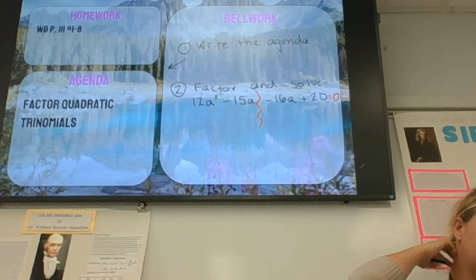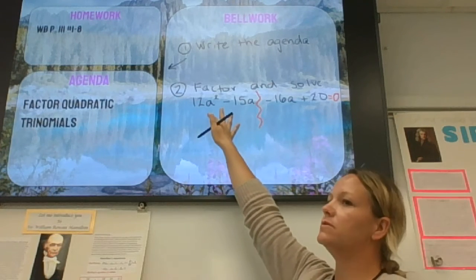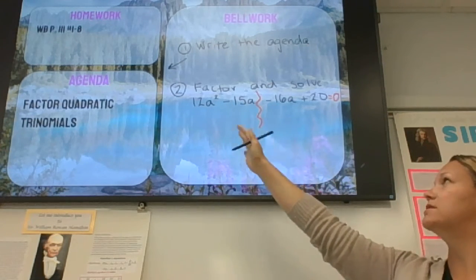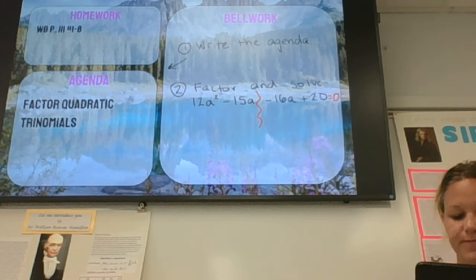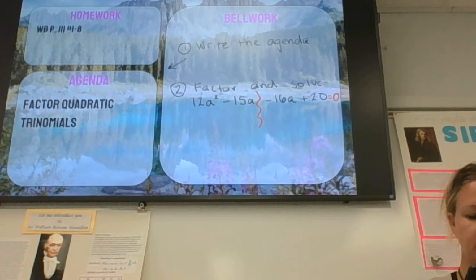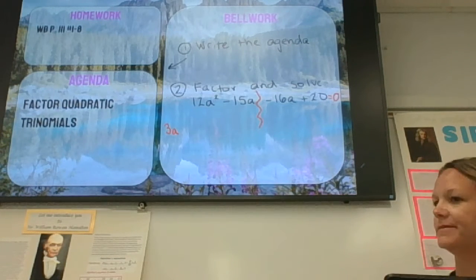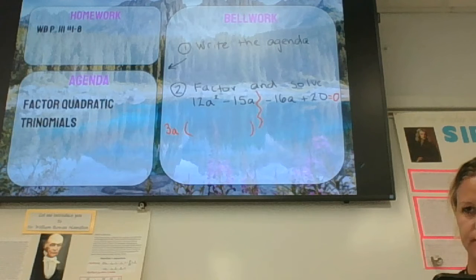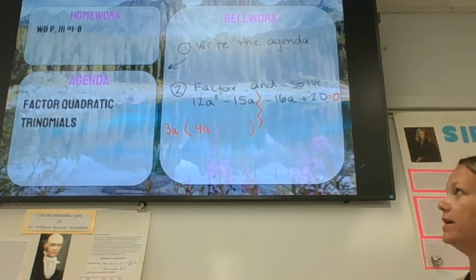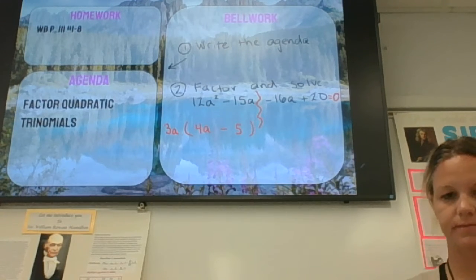Okay, so I'm grouping these. I'm splitting it up into 2 and 2, because it's four terms. The 12 and the 15, they both divide by 3, and they both have an A. 12 divided by 3 is 4, and there'll be an A left. And 15 divided by 3 is 5.